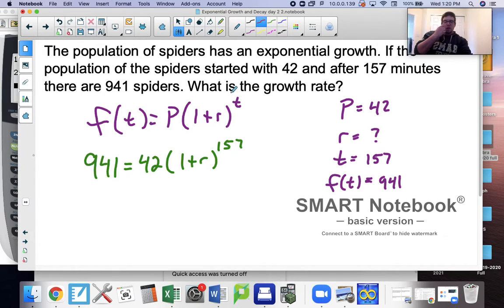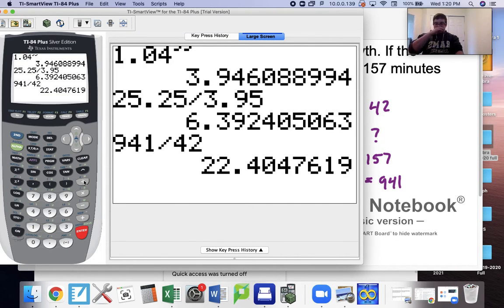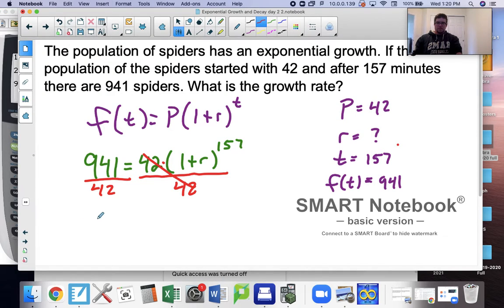We're going to work our way backwards, undoing all of these numbers. The first number we're going to undo is this 42. It's multiplying, so we're going to divide. 941 divided by 42 gives us 22.4. What we're left with is this that's being raised to the 157th power.